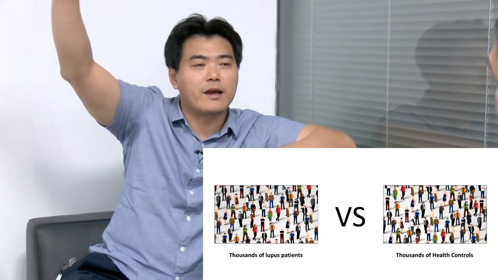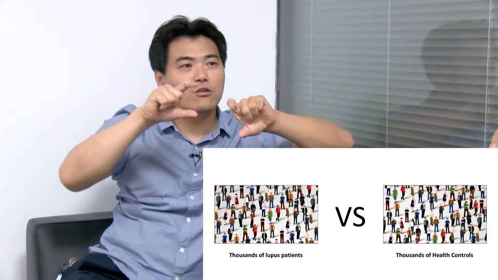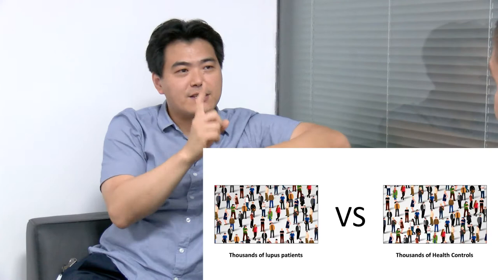For example, in order to find the susceptible genes of lupus, we need a group of cases, patients, and a group of controls, healthy individuals, to compare the allele frequency of these two groups. If a SNP has a very different allele frequency between these two groups, we hypothesize that this SNP is associated with the disease.